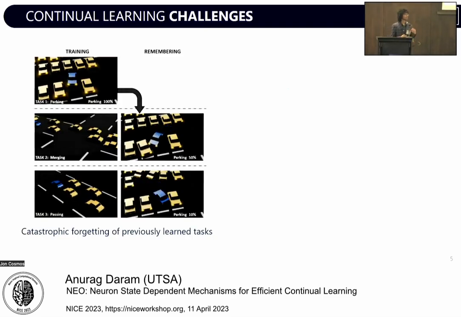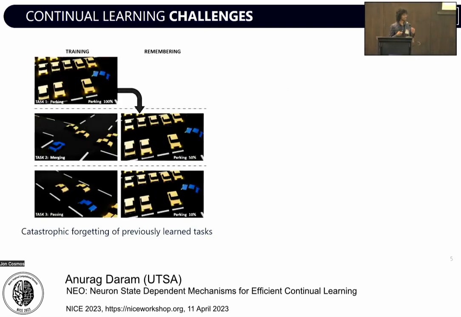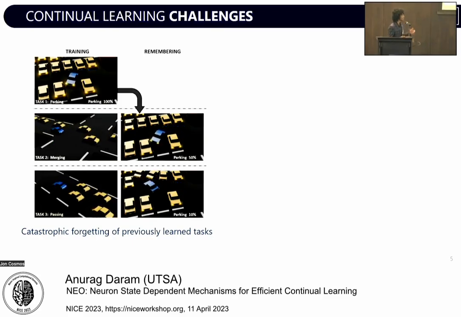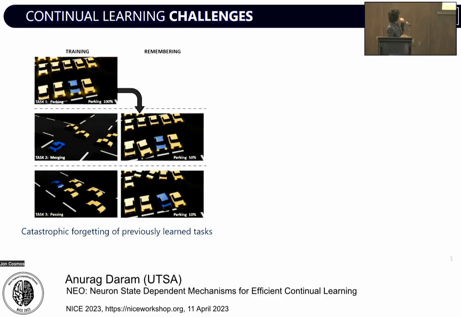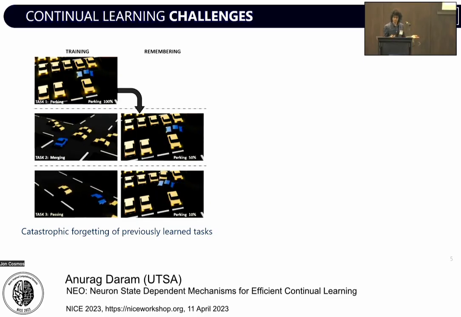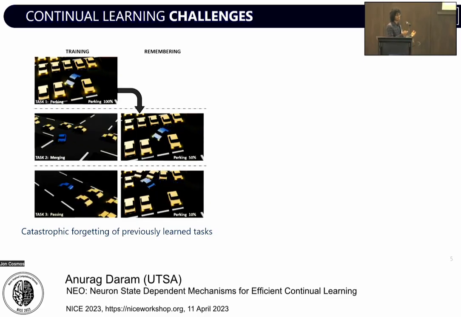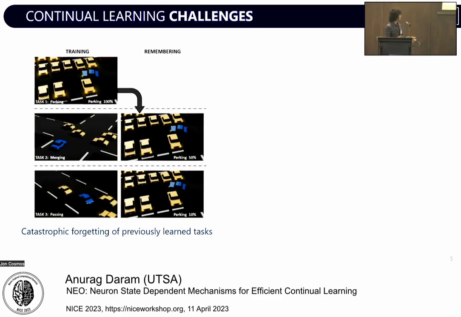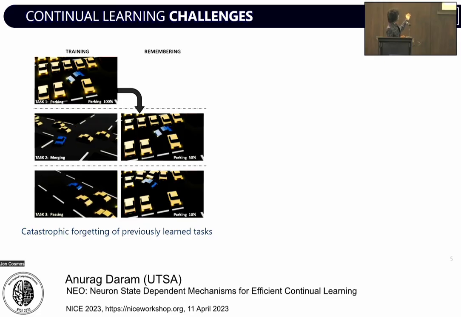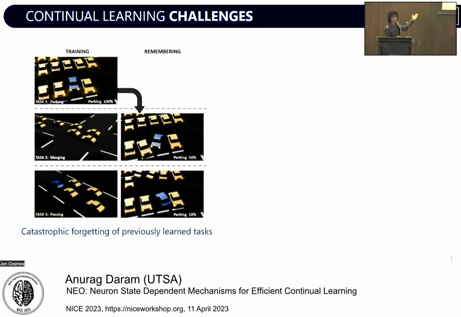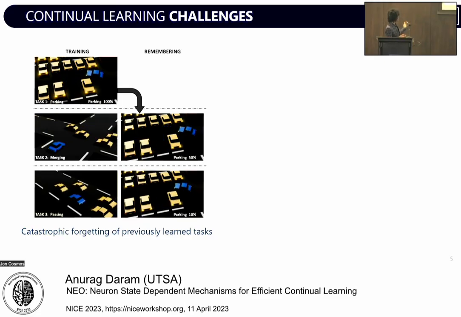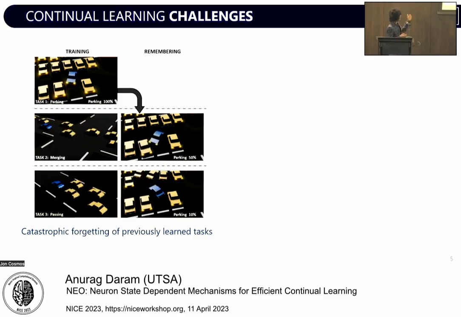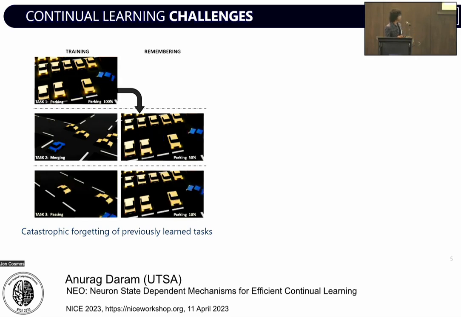So it brings in new challenges with it. First challenge is catastrophic forgetting of previously learned tasks. As you can see in this GIF, the model first learned how to park. And then in the next task, which it learned sequentially, it started learning how to merge. And then as soon as it learned the next task, you can see that it's not able to park properly. And then afterwards, it learned another task, which was passing or overtaking other cars. And as you can see, it fails miserably.